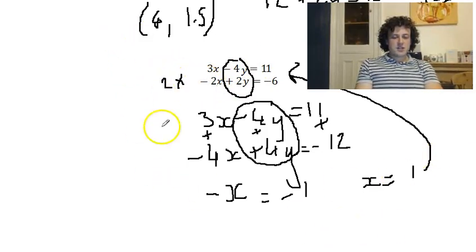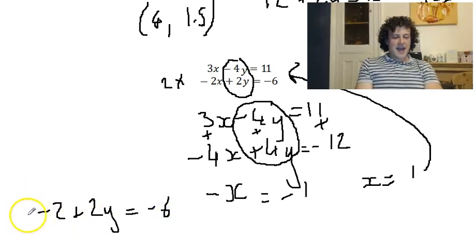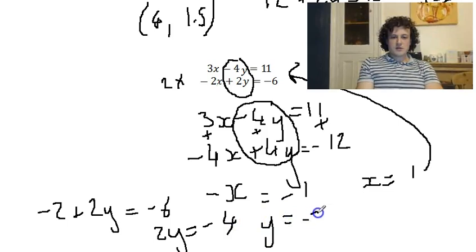So minus 2 times 1 is minus 2, plus 2y equals minus 6. Add 2 to both sides, we get 2y equals minus 4. So y equals minus 2. We divide both sides by the 2. So what do we do here? We did the opposite of taking 2. We added it to both sides. Minus 6 add 2 is minus 4. And then we divided by the 2. And minus 4 divided by 2 is minus 2.